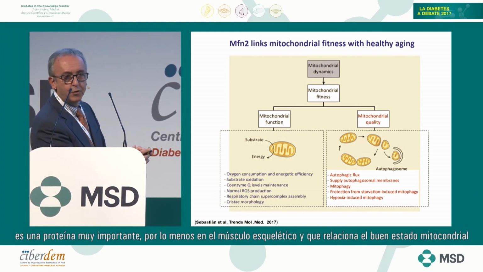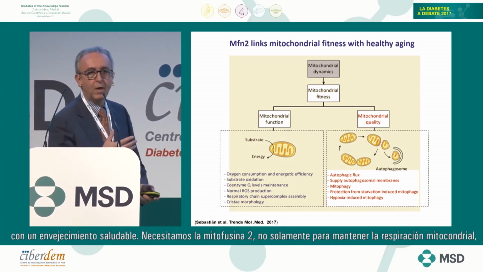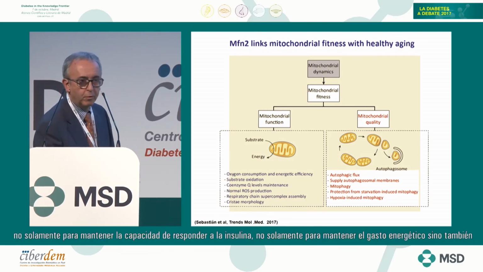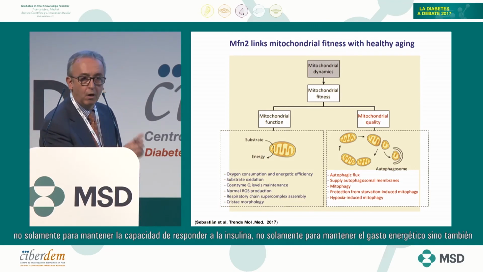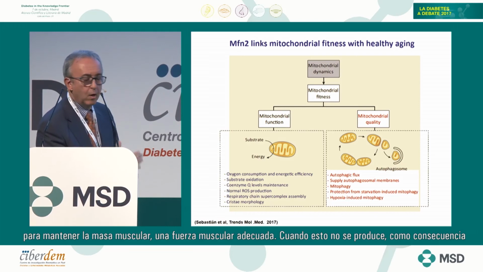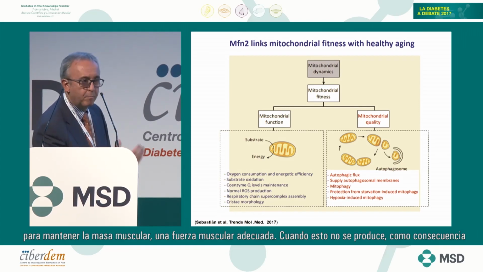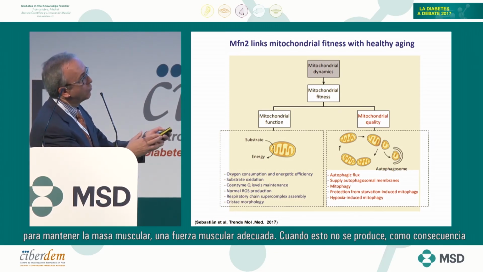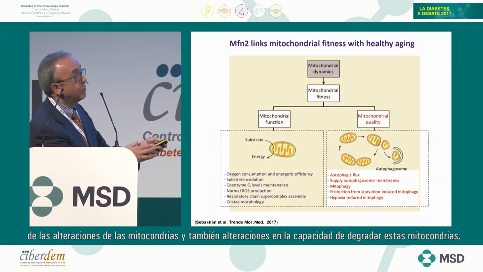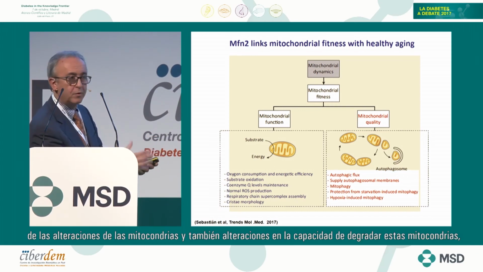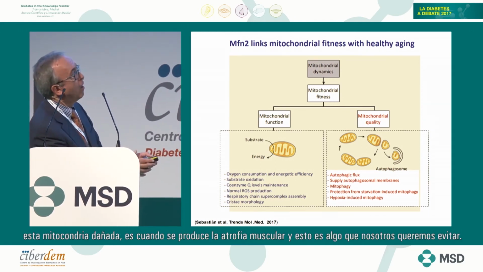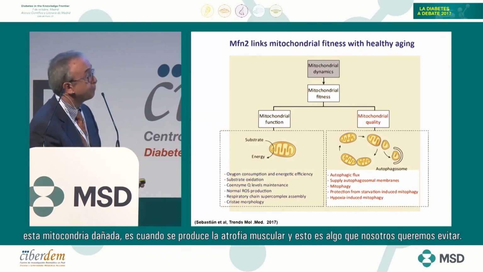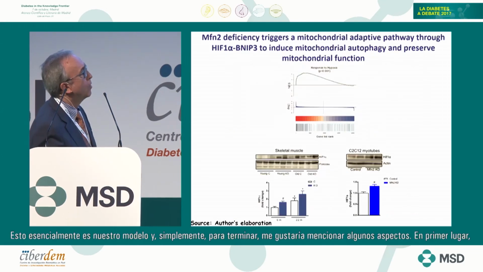fitness with healthy aging. We need mitofusin 2 not just to maintain mitochondrial respiration, not just to maintain the capacity to respond to insulin, not just to maintain energy expenditure, but also to maintain muscle mass and an appropriate muscle strength. When this doesn't happen, as a consequence of alterations in mitochondria and also alterations in the capacity to degrade this damaged mitochondria, muscle atrophy occurs. And this is something we want to avoid. So this is essentially our model these days.